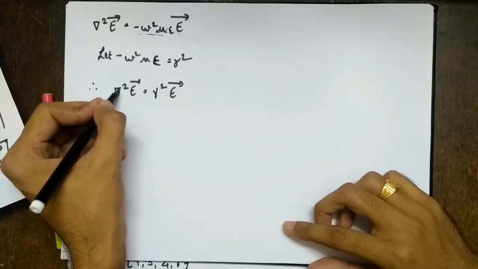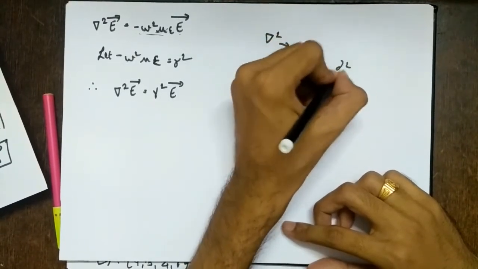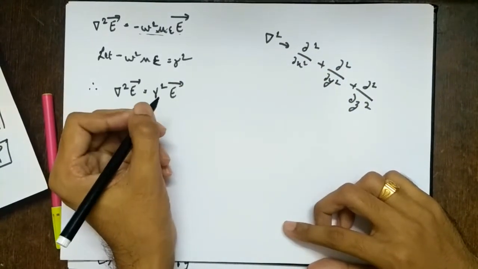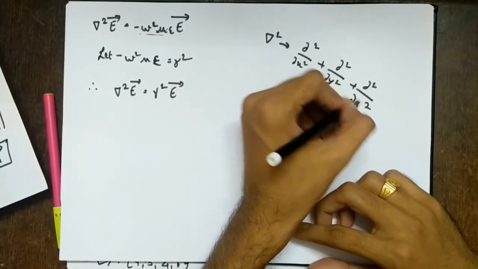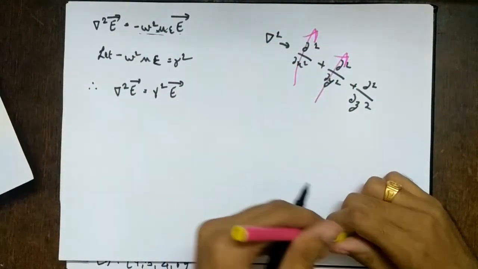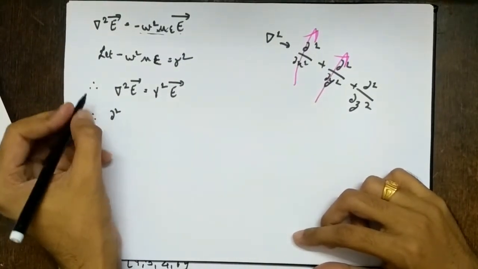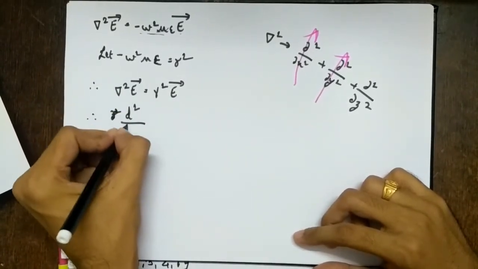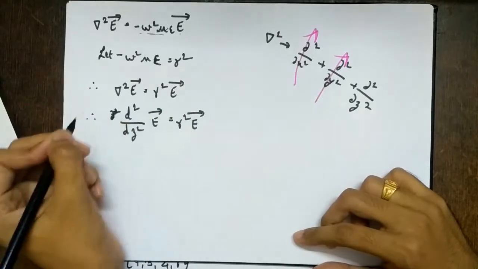And let's say what is del square? Del square is ∂² by ∂x² plus ∂² by ∂y² plus ∂² by ∂z². Let's say x and y are constant, so there is variation only in z. So this goes to 0, this goes to 0 because they are constant. The derivative of a constant is 0. So therefore ∂² by ∂z², and this means e is just a function of z, so I can replace ∂ by d. So d² by dz² e vector equals gamma square e vector.